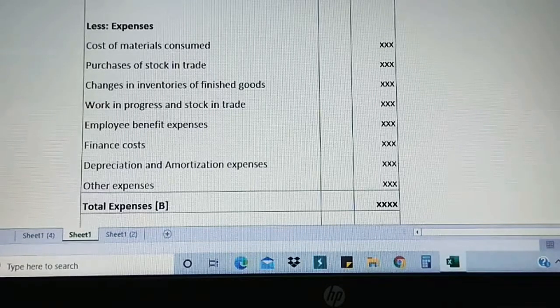Either you have purchased raw material for further production or finished goods, or you have purchased stock in trade, which means ready-made stock. So these are also expenses you have to take. Next, changes in inventories of finished goods, which means opening stock minus closing stock. The difference has to be treated as expenses. And work in progress and stock in trade: if anything is still held under progress and not yet moved on, that has to be considered, because that value is still an expense for us.